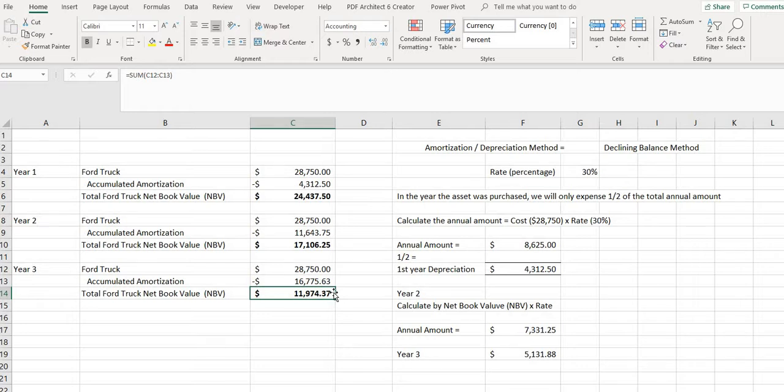In the next tutorial, I'm going to show you how to actually record these journals in QuickBooks and get into your balance sheet so that you can verify that everything has turned out as expected.